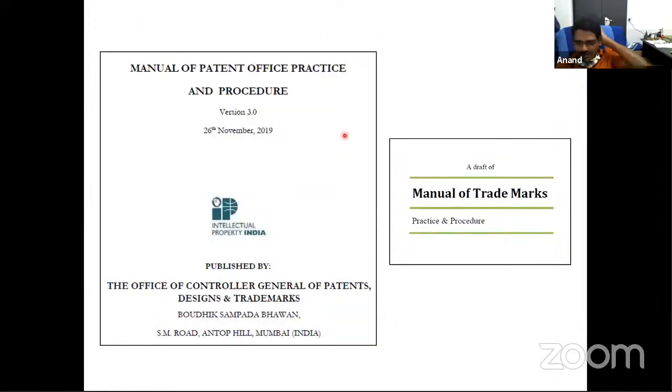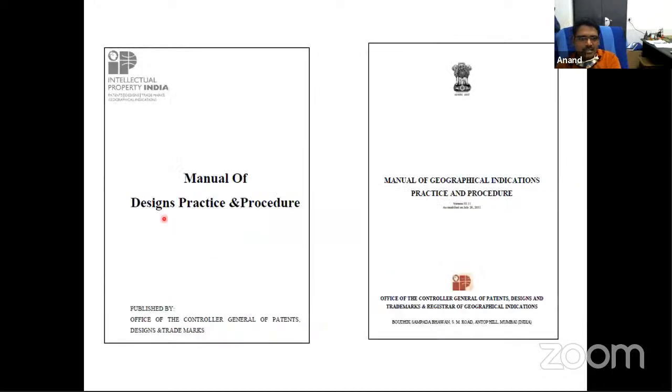Okay, so these are the manuals that are downloadable. These are multi-page manuals explaining the procedures for filing a patent, and they are published by this house under Intellectual Property India, which has that beautiful website. All of these manuals are downloadable. One is for patents, another is for trademarks, and these are for designs, practice and procedure, as well as geographical indications, practice and procedure.